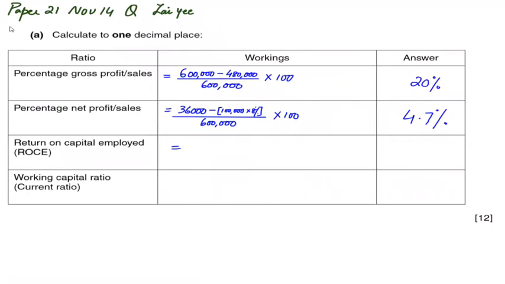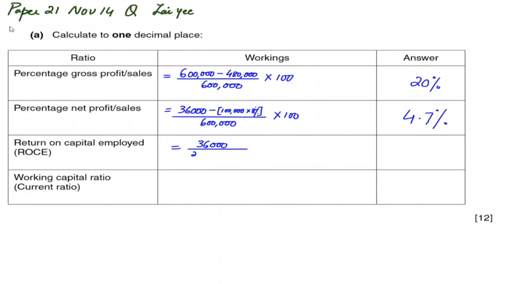So you must remember one thing, in all of the ratios that we have studied till yet, only one ratio, that is return on capital employed, will be using profit before interest. Instead, all other ratios would use profit after interest, that is profit for the year. So profit before interest, also known as operating profit, we have already been given, that is 36,000. This 36,000 should be divided by capital employed.